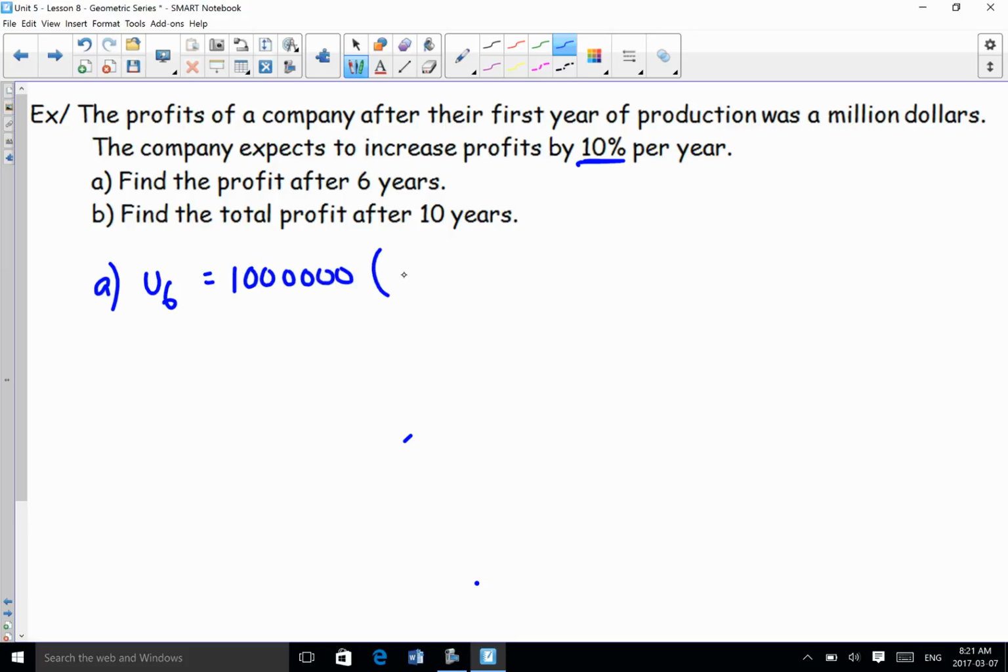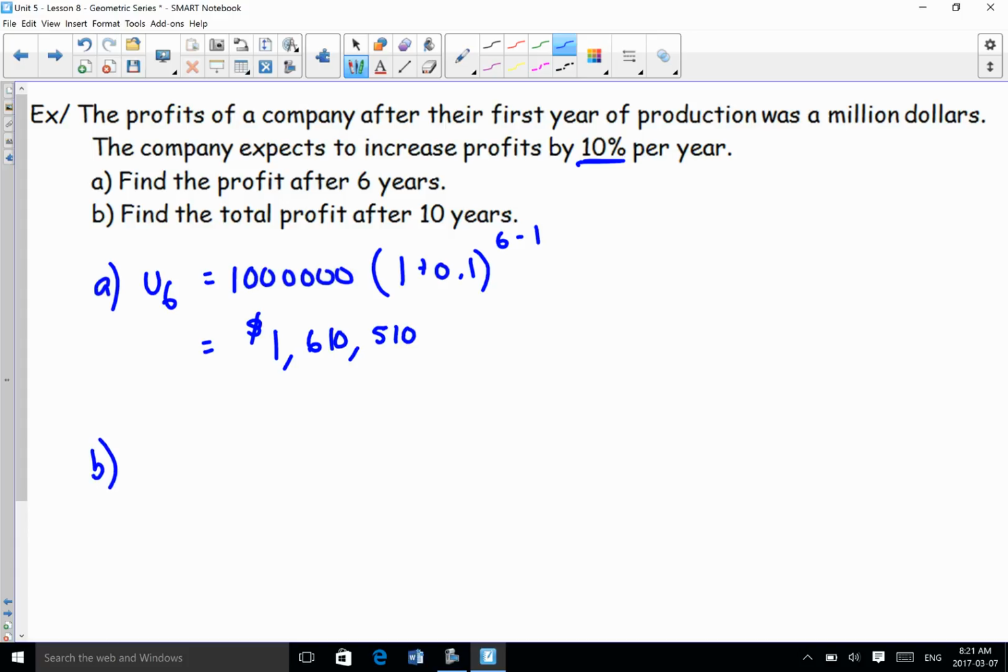My r value is going to be 1 plus the 10% increase, so 0.1, to the n minus 1. Into our calculator as we go. The number in the brackets I'll just use as 1.1, make it a little bit easier. And I end up with a profit of $1,610,510.